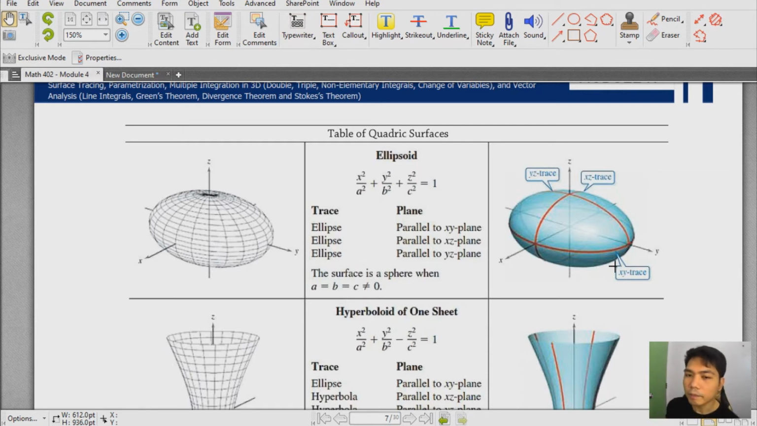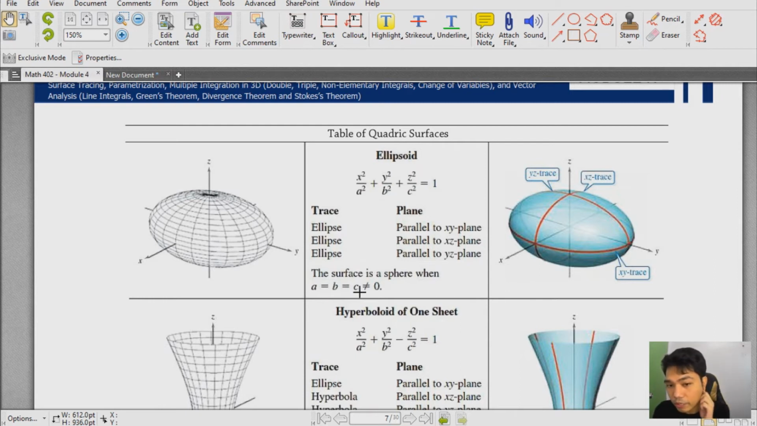So ang ating mga planes, porket, halimbawa, may isa tayong ellipsoid, hindi ibig sabihin isa lang yung trace yan. There could be more than one trace. So, for example, meron siyang YZ, meron siyang XZ, and of course, meron din siyang XY trace. So, sinabi dito that surface is a sphere when A is equal to B is equal to C and it is not equal to 0.